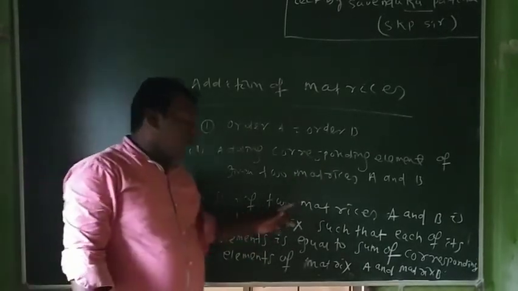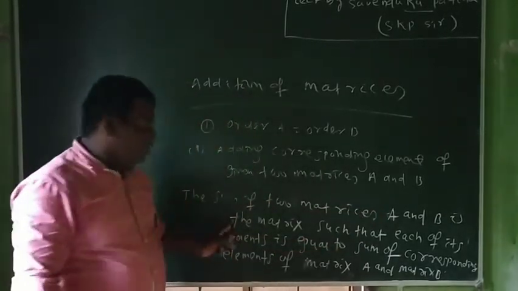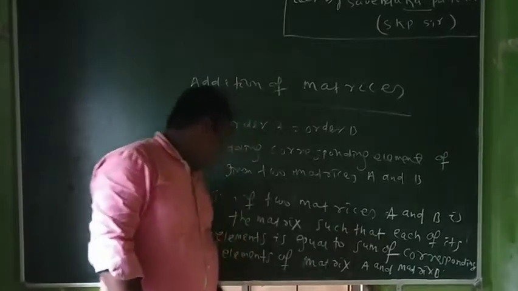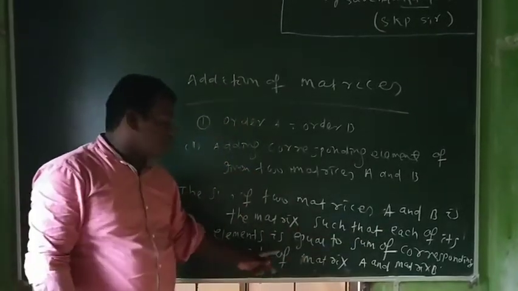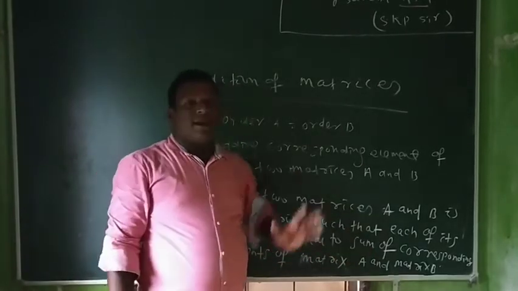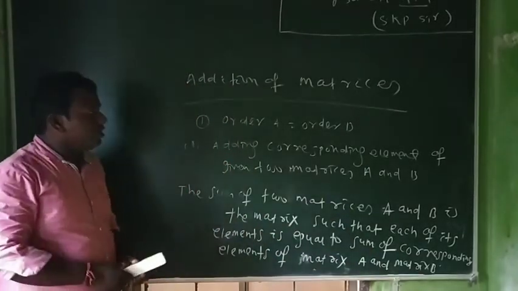The sum of two matrices A and B is the matrix such that each of its elements is equal to the sum of corresponding elements of matrix A and matrix B. Clear?